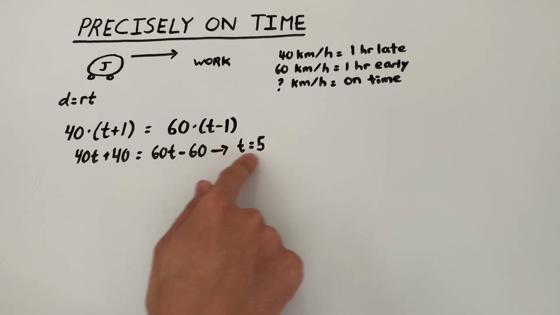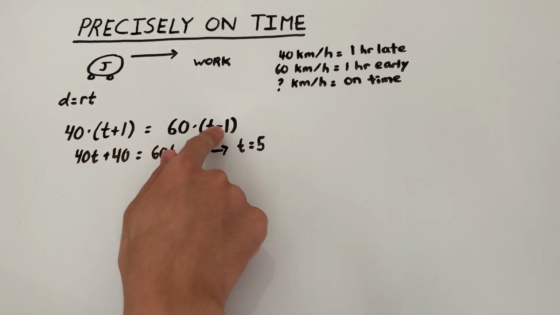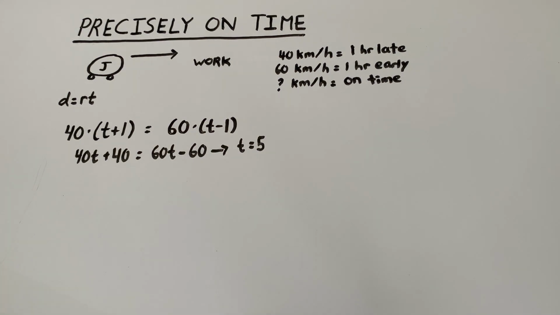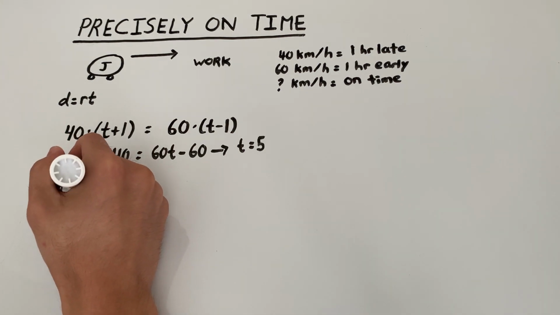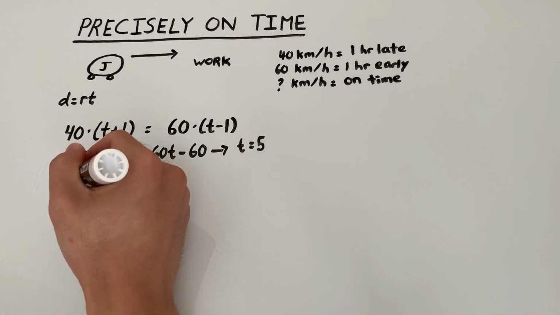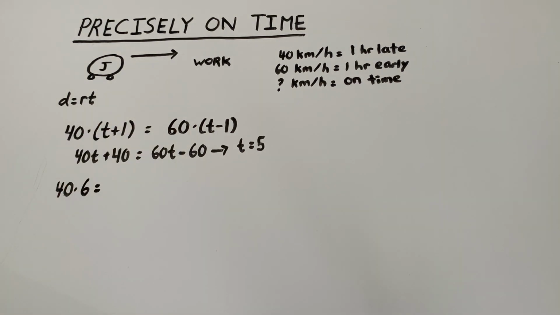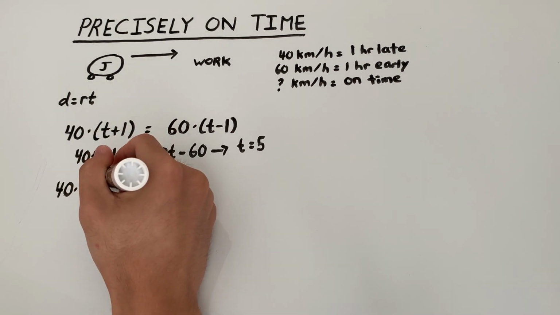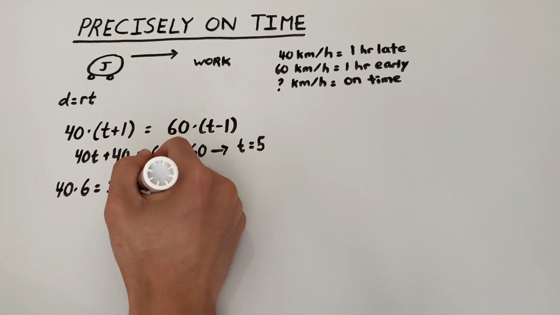And now that we've found T, we can plug this value of T back into any one of these to find the distance. You can choose either one, but I'm going to choose 40 times T plus 1, which is equal to 40 times 5 plus 1, which is 40 times 6. So we see that the distance between Jack's home and his work is 240 kilometers.